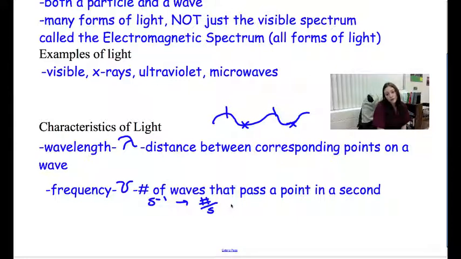Okay. And you can also measure it in what's called a hertz, which is Hz. Okay. Hertz. It's a hertz. And when we look at wavelength and frequency, they are inversely proportional, which means that as one goes up, the other goes down. So if I have a really long wavelength, I have a really small frequency. If I have a really large frequency, I have a really short wavelength.